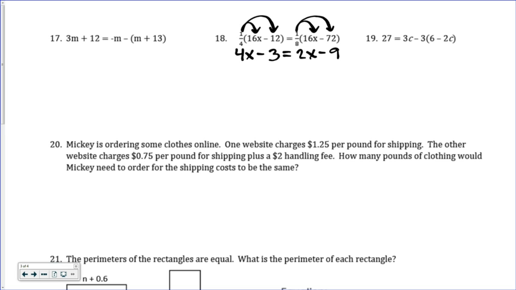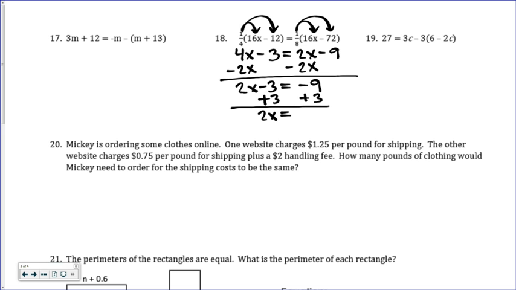Okay, now we're solving just like we would, combining our like terms, moving your variables and your integers from one side of your equation to the other. I'm going to subtract 2x from both sides. I'm left with 2x minus 3 equals negative 9. Add 3 to both sides. 2x equals negative 6. Divide both sides by 2, and your x should equal negative 3.